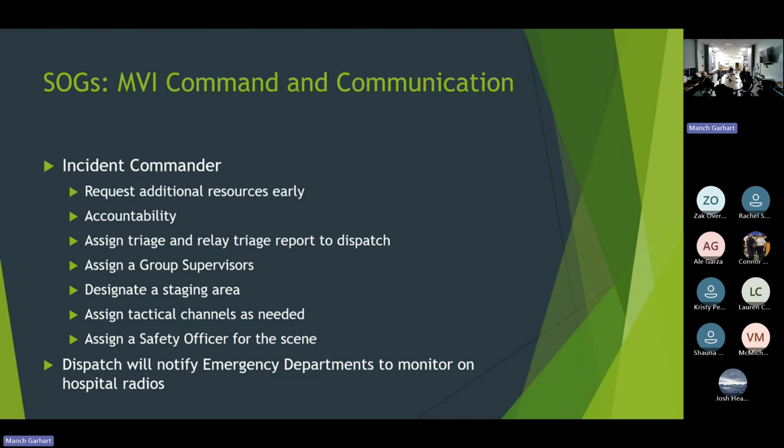Assign a group supervisor. A medical group supervisor is huge. If we have enough people out there that we can start breaking up into small teams, well, those teams are groups. And those groups could be extrication. It could be medical. It could even be traffic control. Yes. And one more. What's one more? That hasn't been talked about yet.